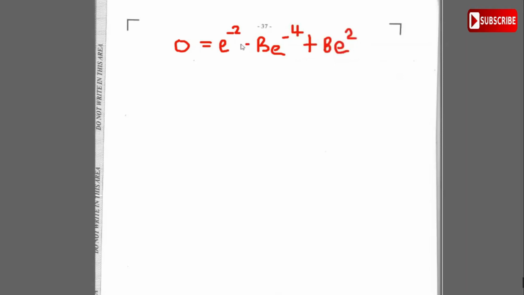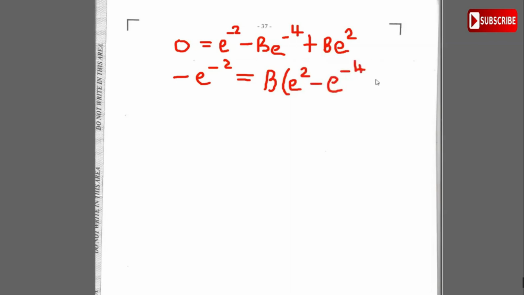All right, so let's go now. We need to make b the subject. So bring over this to get minus e to the minus 2. Then we're going to factor out b from this side. Factor out b. We're going to be left with e squared minus e to the minus 4.